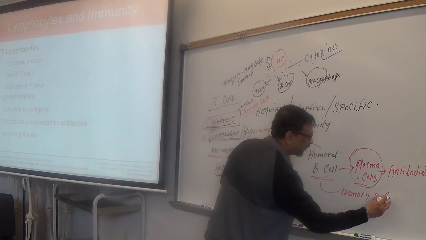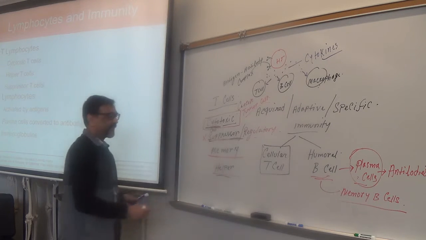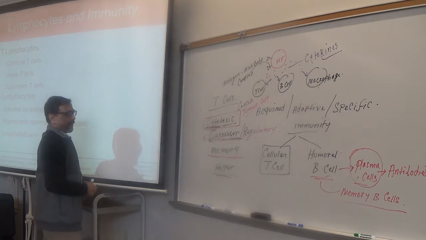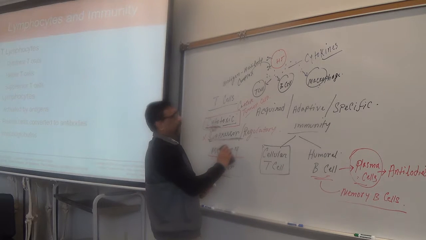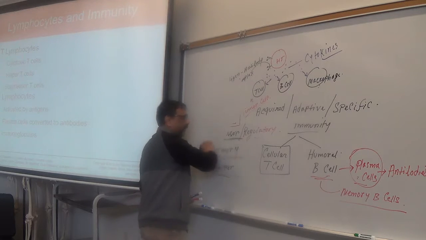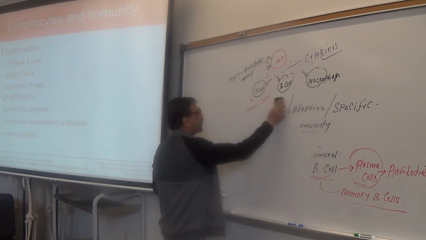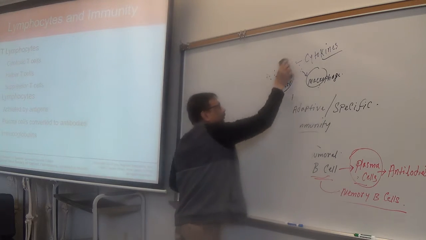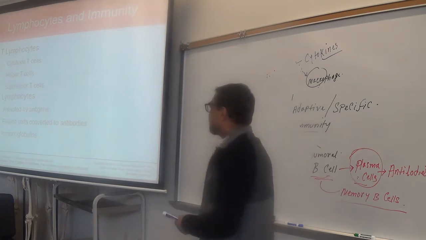Memory B cells keep a record of previous exposure. Okay. So those are the T cells and B cells. Okay, need to know that to understand the immunity. Okay, let's move forward.